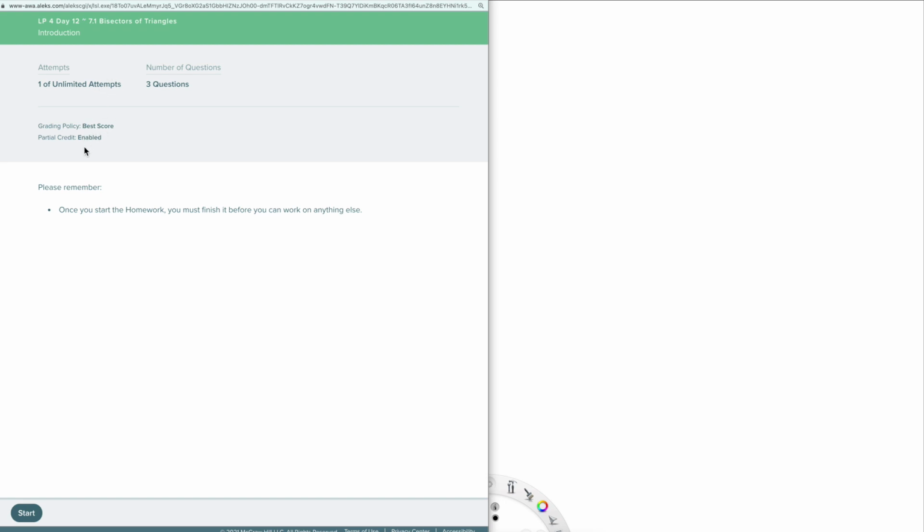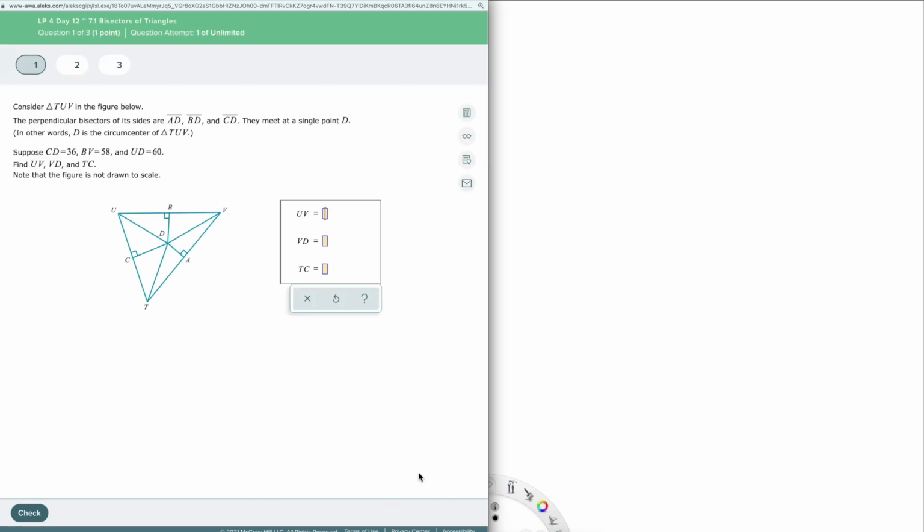Partial credit is always enabled, so if you answer one of 3 questions correctly, you get credit for the one question, or however many you answered correctly. Down here it says once you start your homework, you must finish it before you can work on anything else. What that means is once I click start, down in the bottom right corner, there will be a submit assignment button. I need to make sure that I click that submit assignment button no matter what when I want to leave this screen. For 2 reasons.